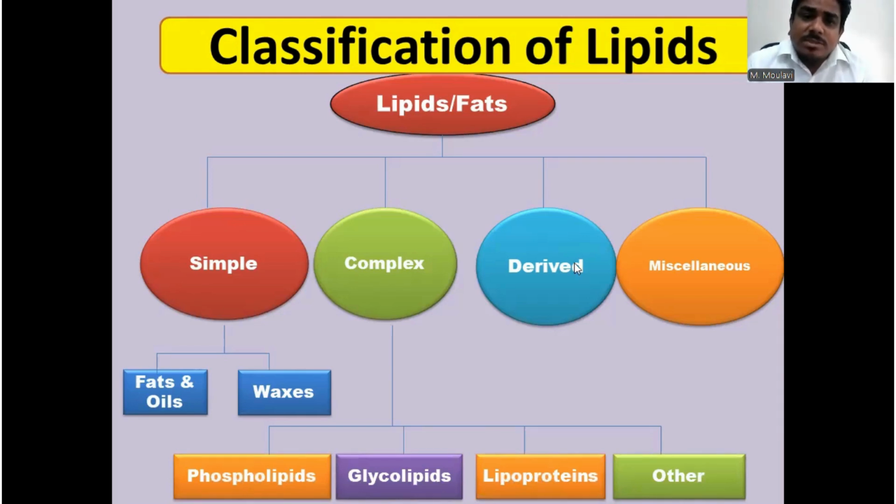Among these, simple lipids, complex lipids, and derived lipids are saponifiable lipids, which on alkaline hydrolysis can form soap. The miscellaneous lipids cannot form soap by alkaline hydrolysis, so they are known as non-saponifiable lipids.